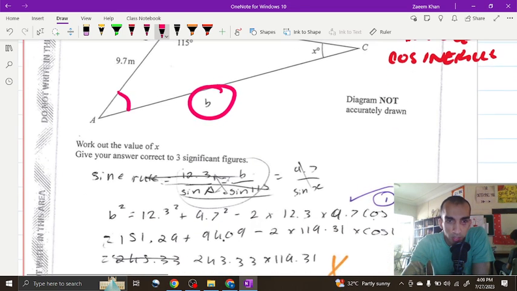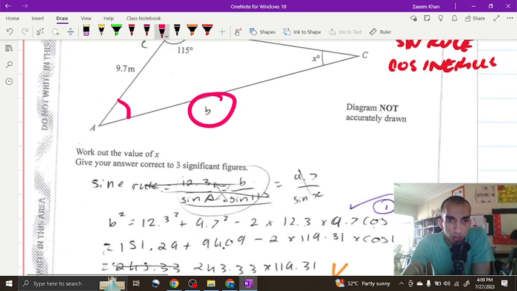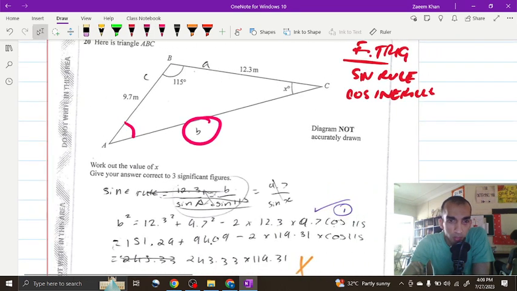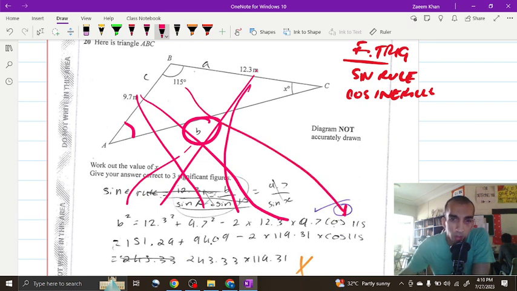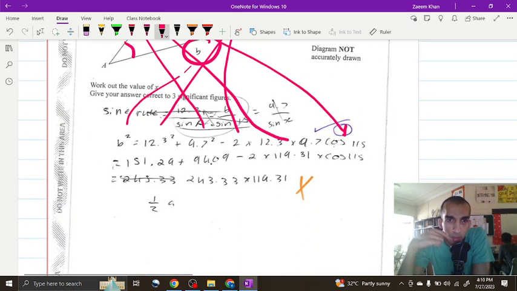You've applied the cosine rule. Wait, hold on. Let's try to study that. You've done b square is equal to 12.3 square plus 9.7 square minus 2 into 9.7 into 12.3 into cosine 115. Wow, zabardast. Then what happened here? I think maybe I messed up with.